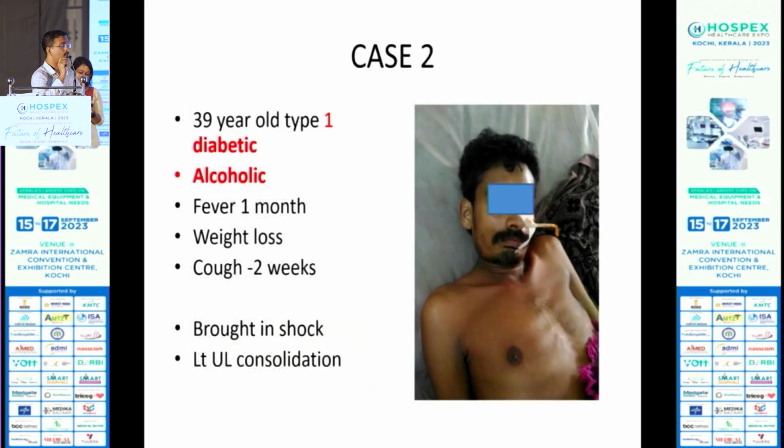This was a 39-year-old male who was a type 1 diabetic. He was a chronic alcoholic. He presented to us with fever of 1 month duration, weight loss and cough. One week prior to admission, he was brought in shock, and clinically he had left upper lobe consolidation. He was admitted in pulmonology. Because of 1 month of fever, he was evaluated for tuberculosis, and he came with sputum AFB results negative, and fever was persisting. Next slide.